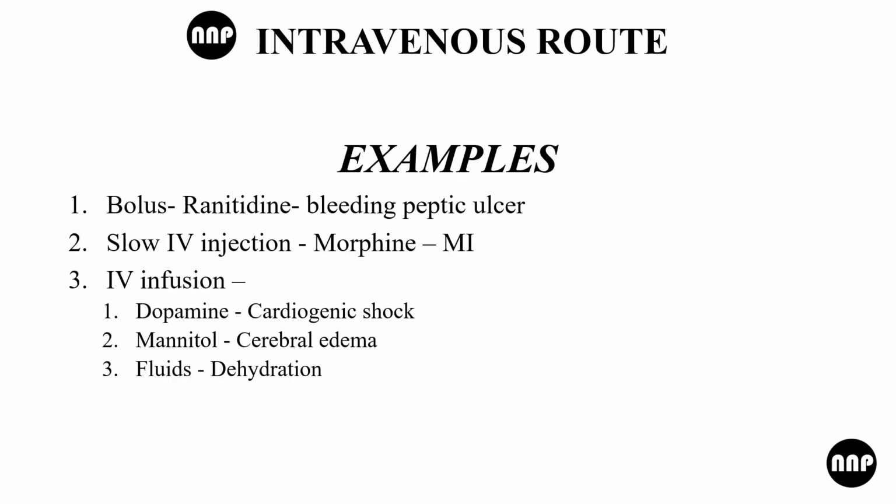Coming to the examples, we can give bolus injection, for example, of ranitidine used in bleeding peptic ulcer, slow IV injection of morphine in myocardial infarction, IV infusion of dopamine in cardiogenic shock, mannitol in cerebral edema, and fluids like normal saline in dehydration.